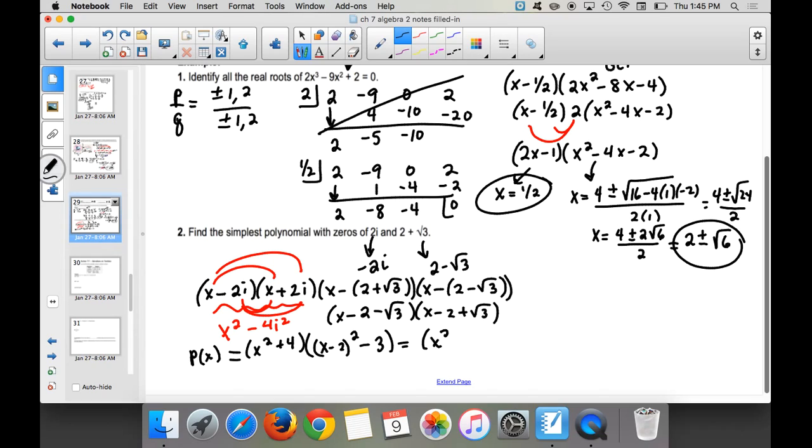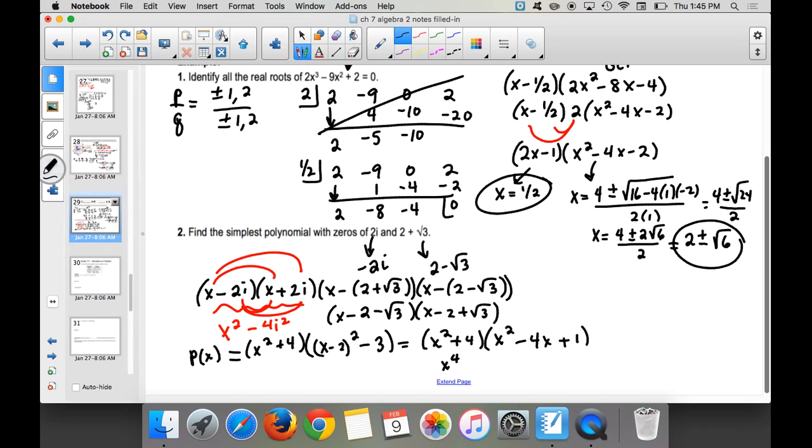So we have x squared plus 4 multiplied by x squared minus 4x plus 4, and then minus 3. So x squared minus 4x plus 4 minus 3 is going to be plus 1, and then you multiply this out again. So this is a long one. This would be like something that I would put as a bonus on your test. I wouldn't make you do this on the test because it takes a long time. I never want you guys to be panicking like you're going to run out of time.